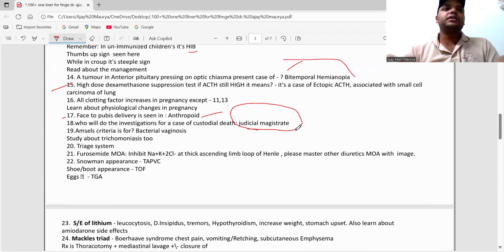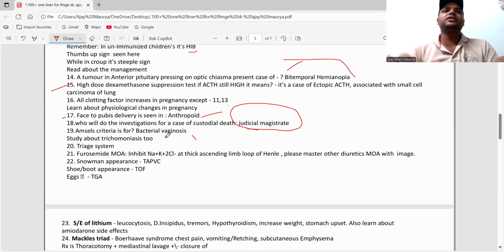Okay. Next one is the Amsel criteria. Amsel criteria for what? For bacterial vaginosis. Also, please try to remember what the Amsel criteria includes. It includes a total of four things. Please try to go with that, and also study trichomoniasis.